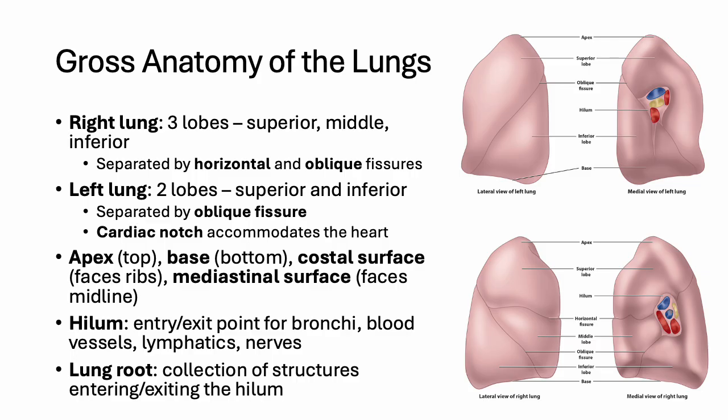The hilum is the concave area on the mediastinal surface where structures such as the pulmonary bronchi, pulmonary artery and veins, lymphatic vessels, and nerves enter and exit the lungs. Together, these structures are called the lung root, and they anchor the lung to the mediastinum.